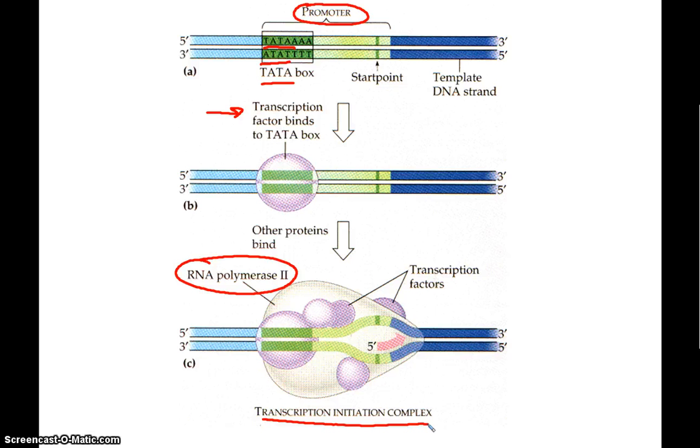So when we looked at replication, we talked about how there's helicase and ligase and polymerase and primase, all these different enzymes. And in transcription, it's really all-inclusive. They're all included in one complex that will go through and carry out all the processes at once.